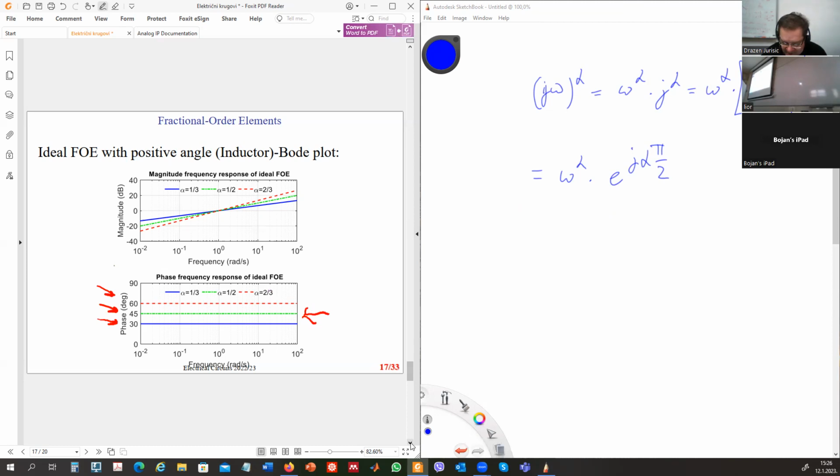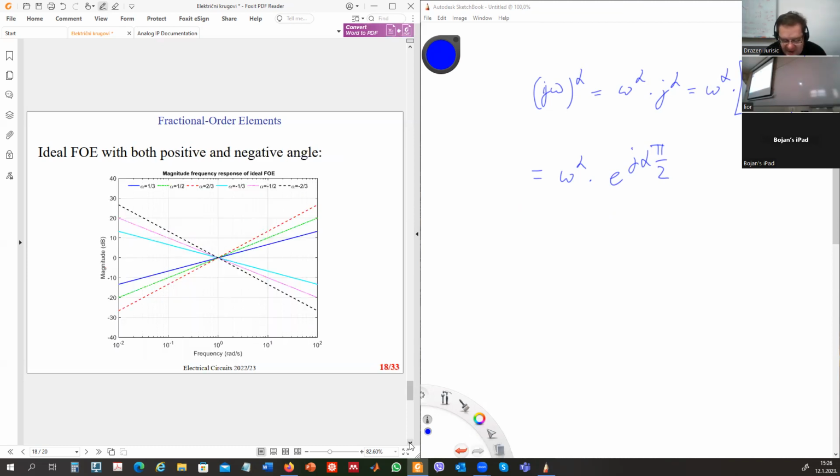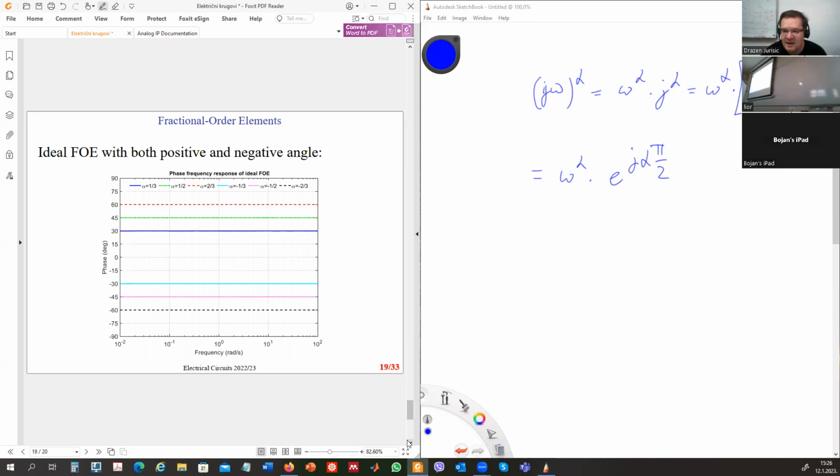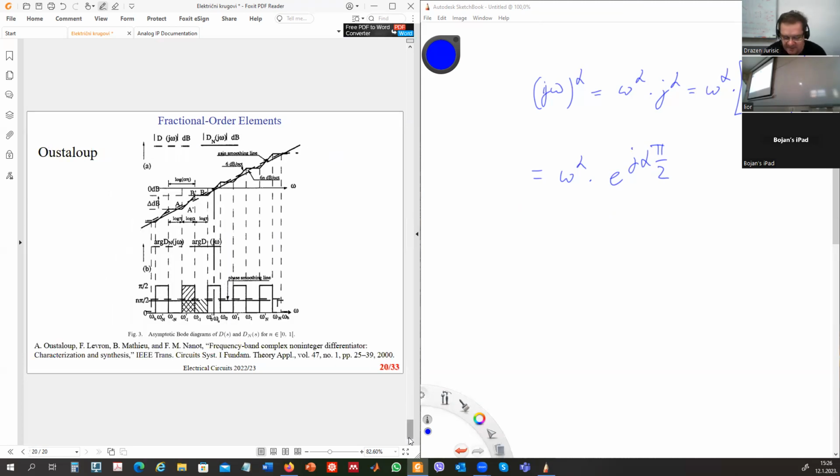Also, we can have both positive and negative. This is magnitude. I had such a picture on the computer, so I put the whole picture with both positive and negative, and the corresponding angles are here. You will have all these slides, so you will be able to see it. Now comes the most important part of this first explanation. There is a paper of Ostalup with figure 3.